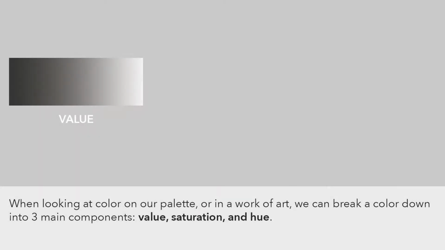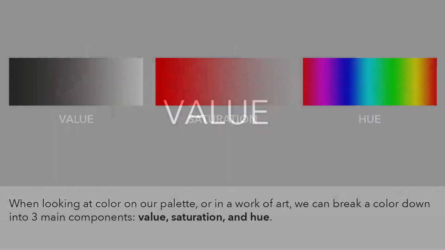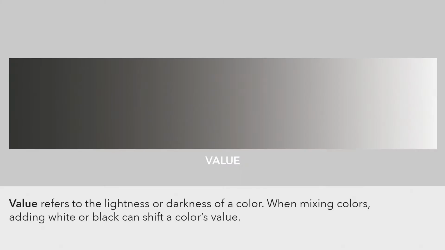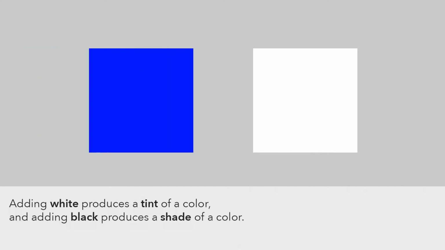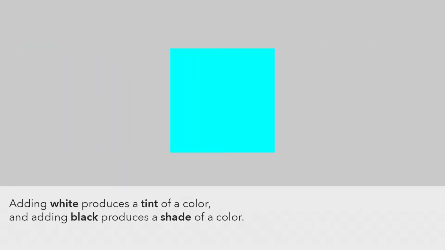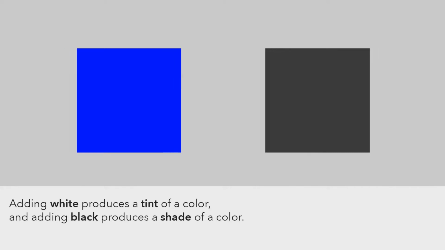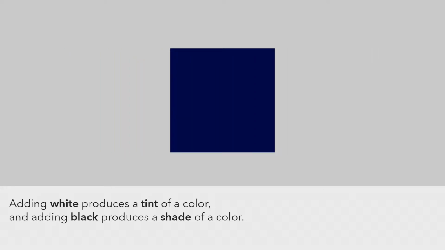When looking at color in our palette, or in a work of art, we can break down a color into three main components: value, saturation, and hue. Value refers to the lightness or darkness of a color. When mixing colors, adding white or black can shift a color's value. Adding white produces a tint of the color, and adding black produces a shade of a color.